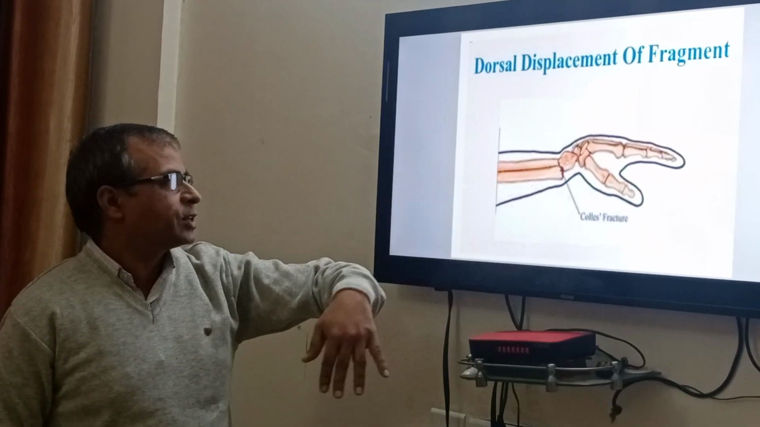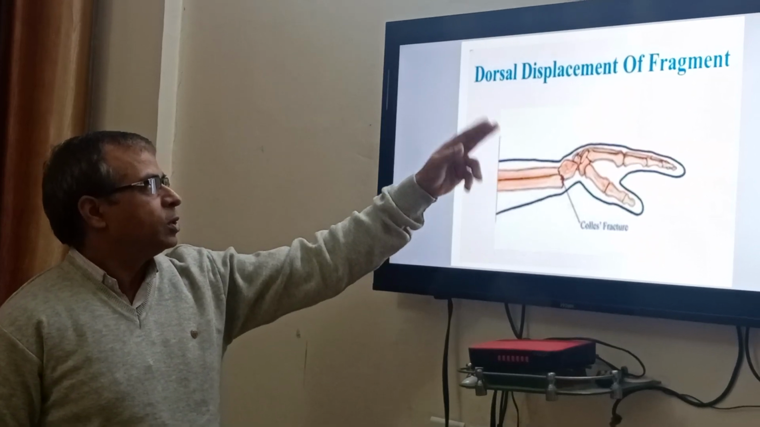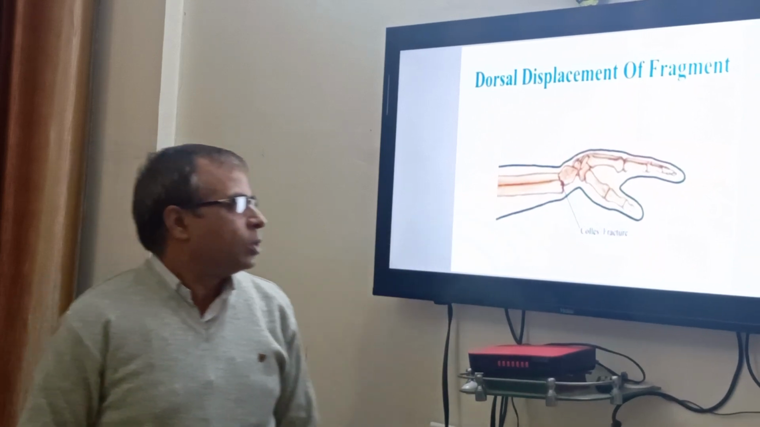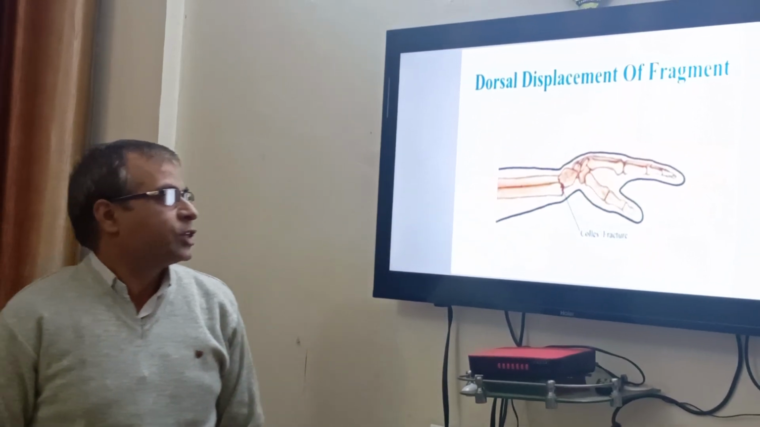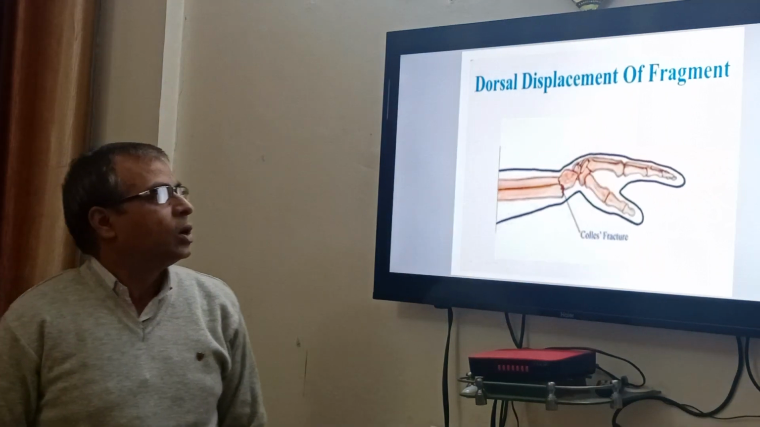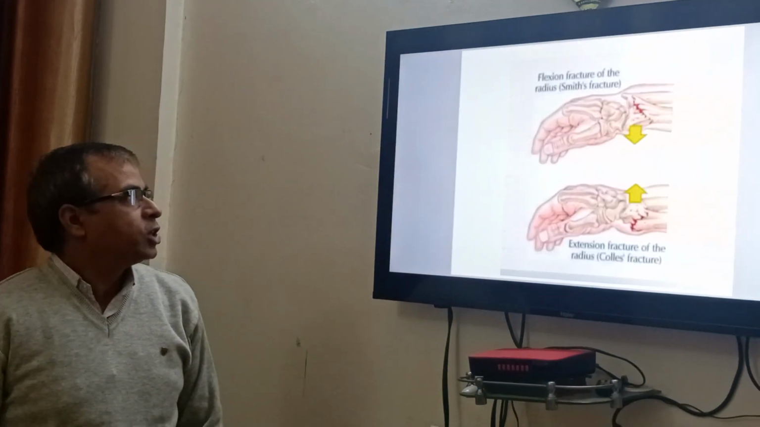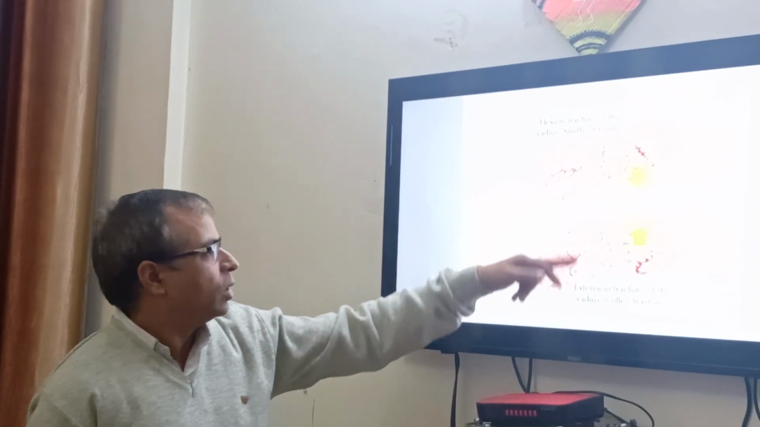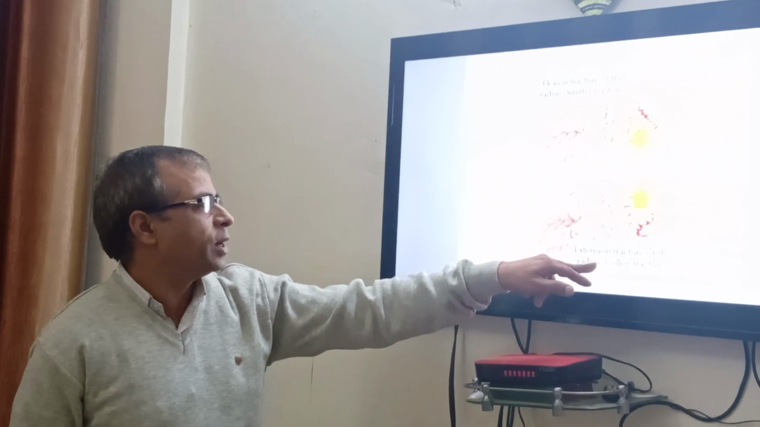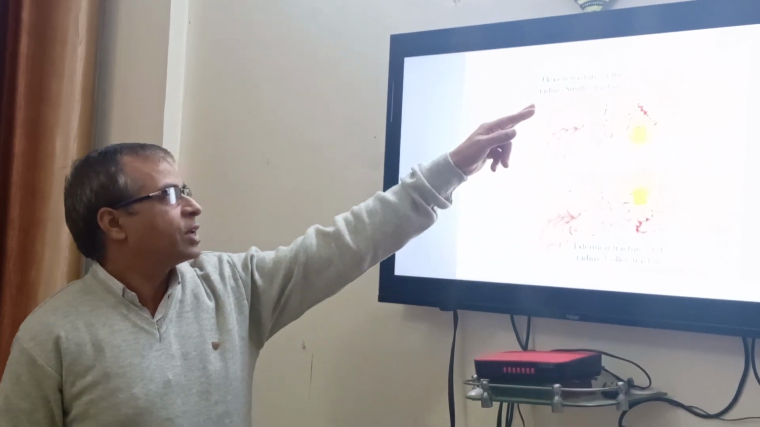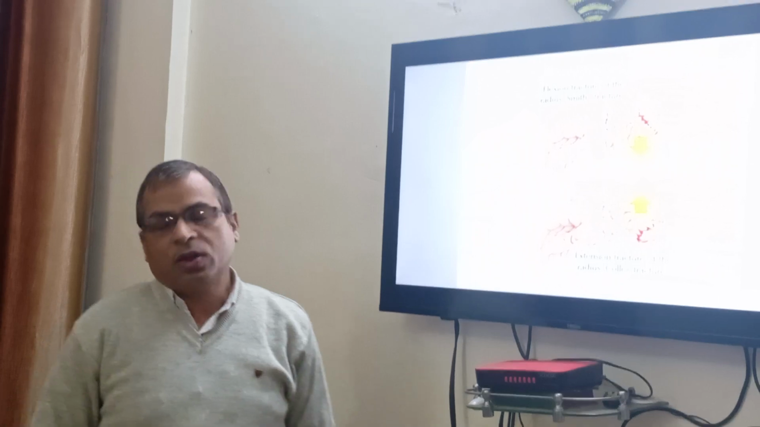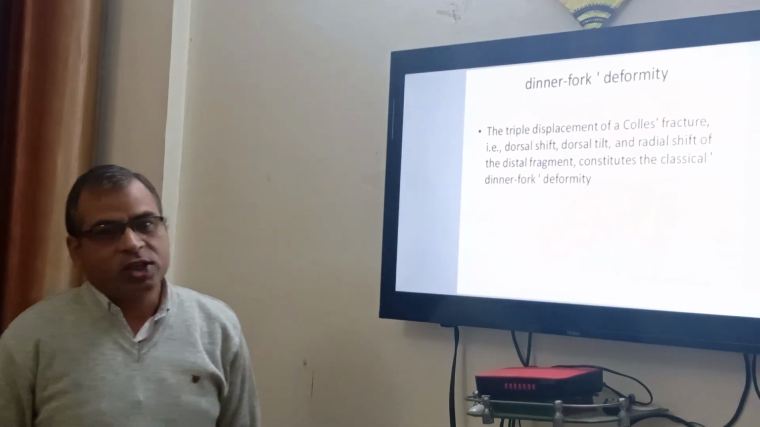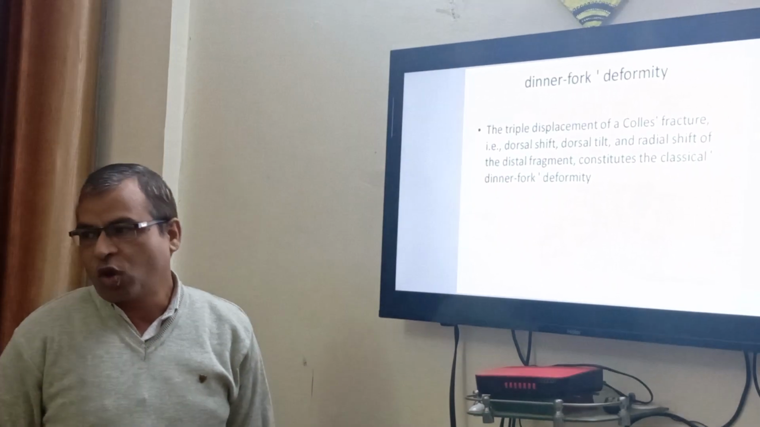But in case of a Smith fracture, it is the reverse of this: there will be volar displacement, on the opposite side of the Colles fracture. So this diagram shows the dorsal displacement of the distal fragments, and you can see here the Smith and the Colles fracture. Extension fracture of the radius is called Colles fracture, and the flexion fracture of the radius is called Smith fracture.